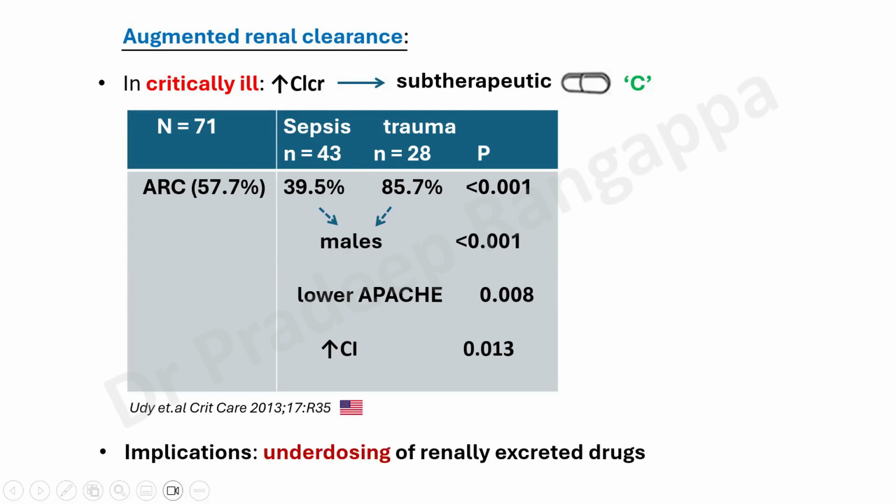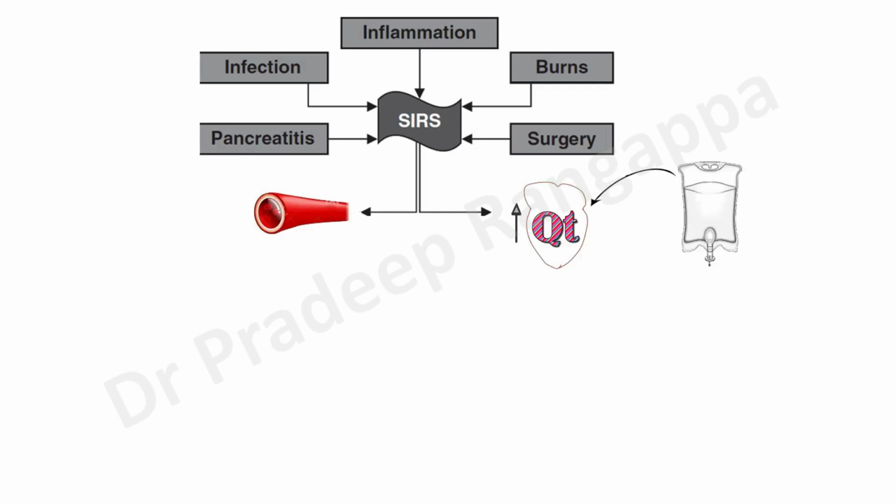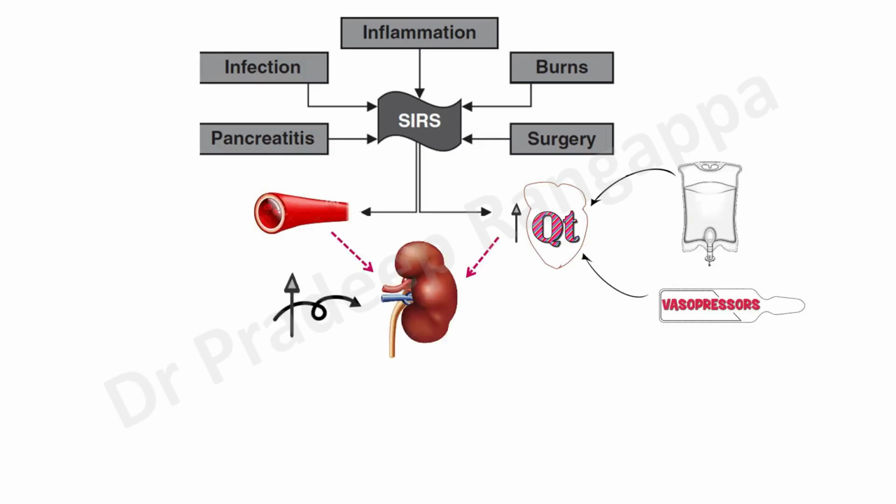So the way it works is, you have inflammation, infection, burns, or pancreatitis leading to SIRS, and this leads to vasodilatation and an increase in the cardiac output. This increase in the cardiac output can be accentuated by the fluids or vasopressors we give. Both of these lead to an increase in the renal blood flow, which increases the GFR, and this increase in the GFR leads to augmented renal clearance.